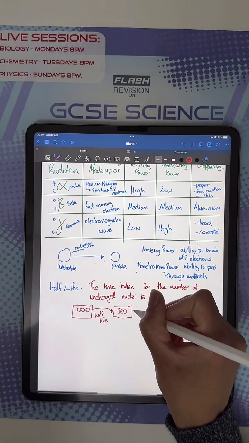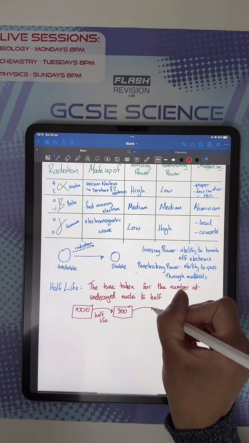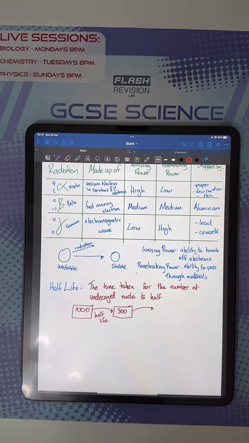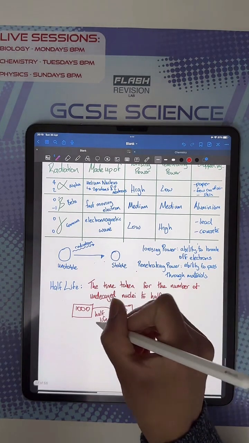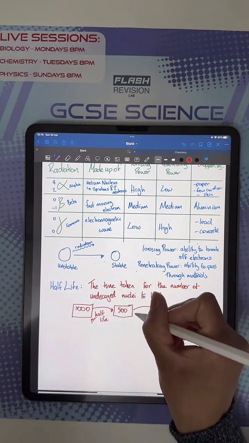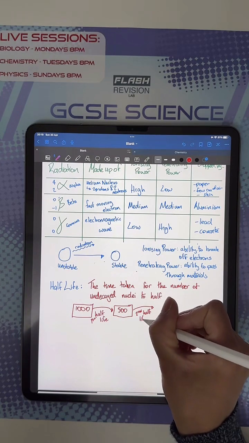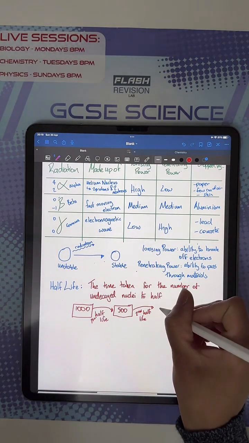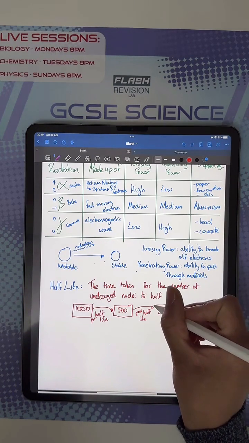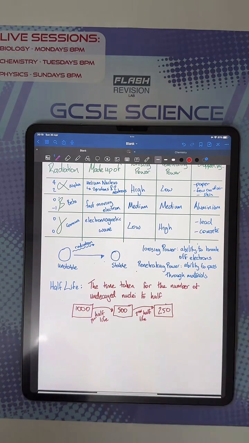After the next half-life, how many undecayed nuclei will we be left with? So after a second half-life, this is the first half-life. After the second half-life, you'll be left with 250, exactly. So it'll keep on halving, and that's also going to mean the count rate is halving. Count rate is just the activity.